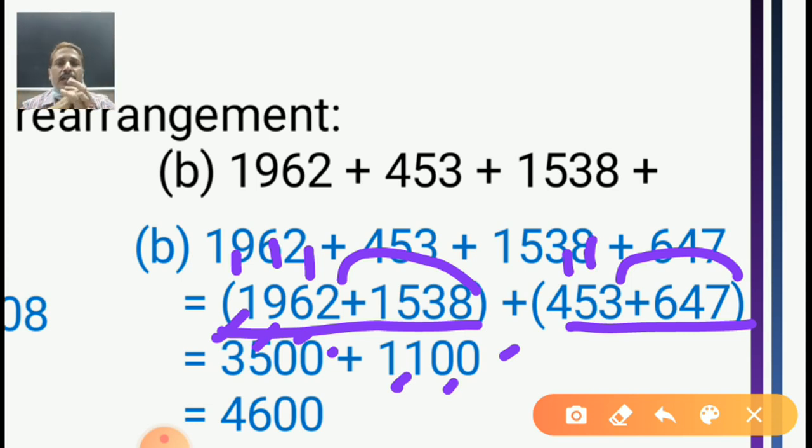Now, out of 4 numbers, I made it 2. Once again, very simple addition of 2 numbers. 0 plus 0, 0. 0 plus 0, 0. On the 100 place, what is that? 5. And second number, 1. 5 plus 1, 6. Yes. And then 3 plus 1, 4. Yes. My answer is 4, 6, 0, 0. What is it in words? Yes. Very good. 4600.